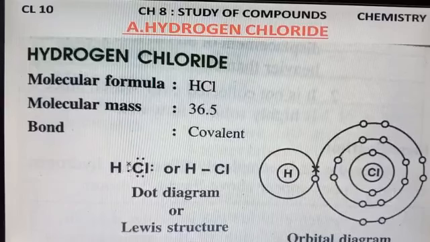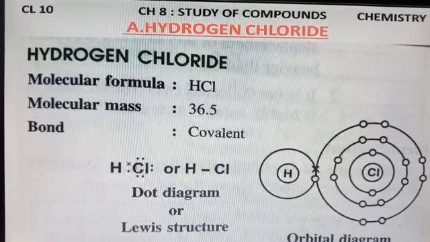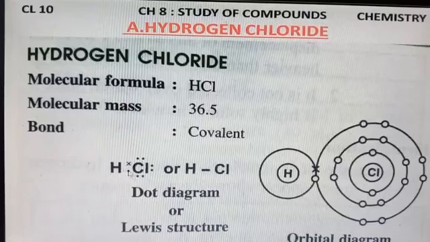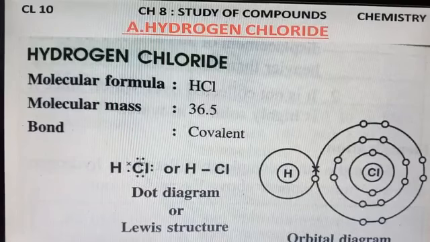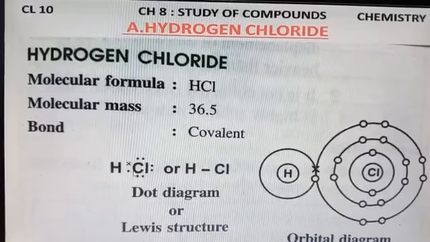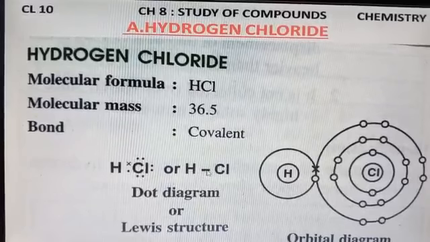Hydrogen shares 1 electron, and chlorine has 7 valence electrons, of which it shares 1. As a result, they form a single covalent bond. If you count the valence electrons of chlorine now, it is 8: 1, 2, 3, 4, 5, 6, 7 and 8. And for hydrogen it is 1 and 2. As a result, it forms a stable compound.